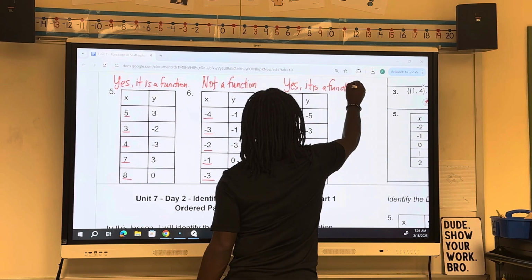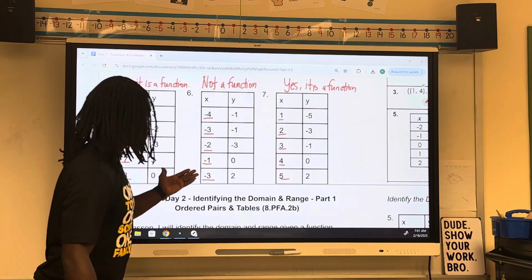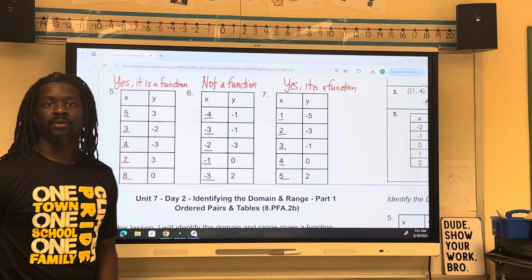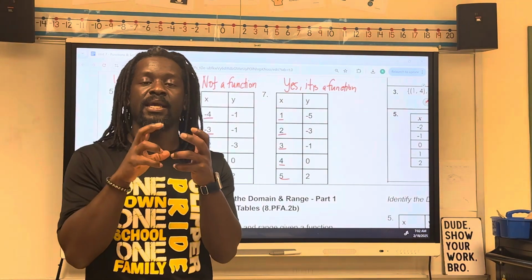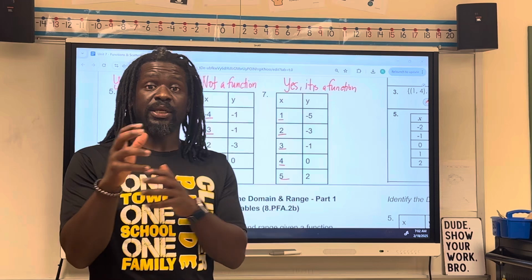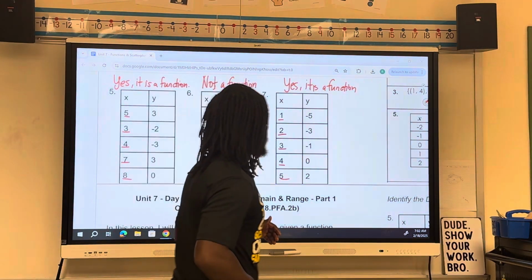All right. So, guys, I hope you're thinking that this is pretty straightforward, right? Again, to determine whether or not a relation is a function, you're looking at the x values, okay?